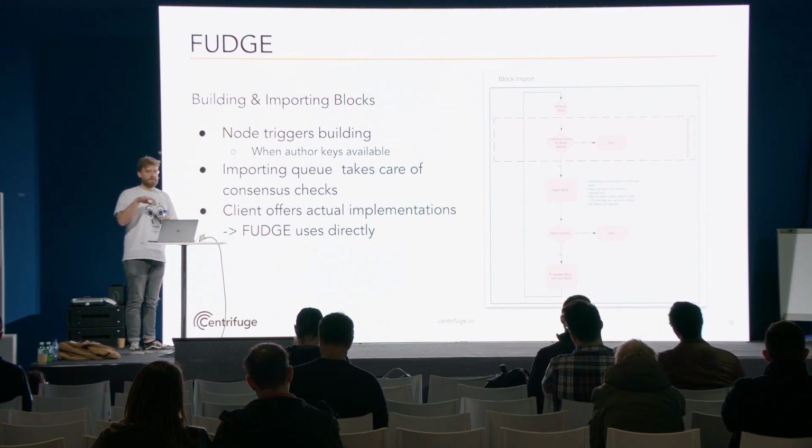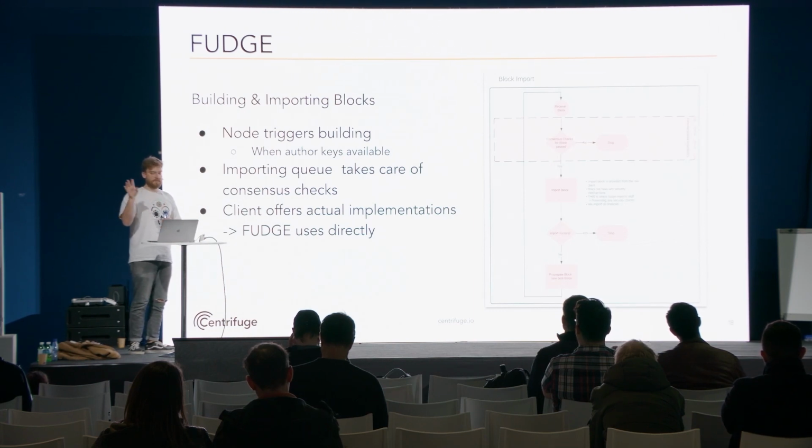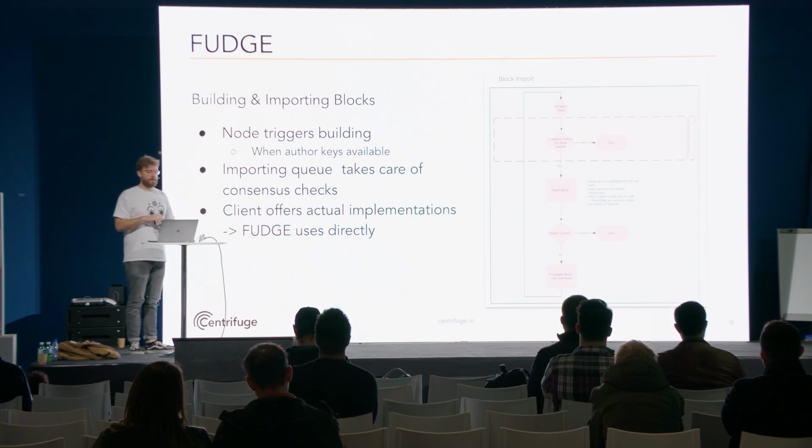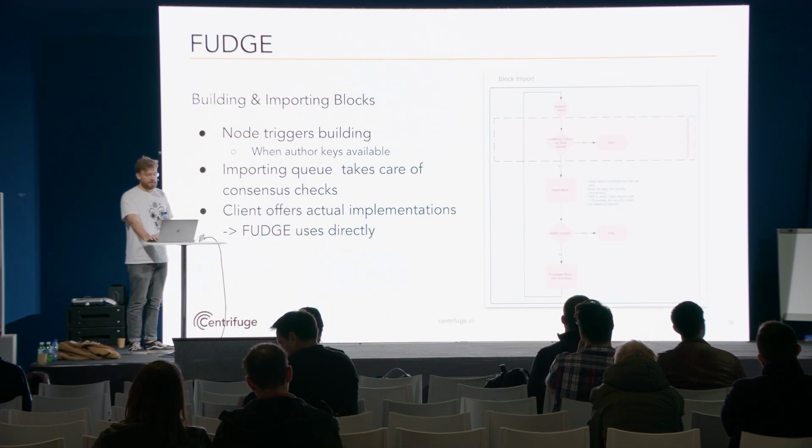And afterwards, the block is basically funneled down to the lower level importing logic of the client. And what FUDGE does is simply skip the whole consensus part, and we just import it directly because it's all local. There are no consensus checks. You don't need to worry about signatures and stuff like that. And this is basically how we import things.